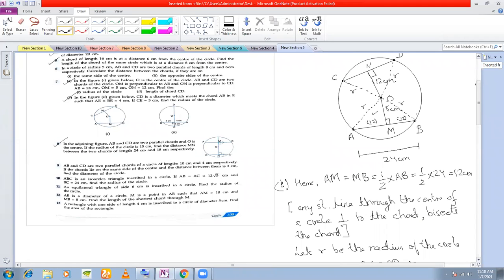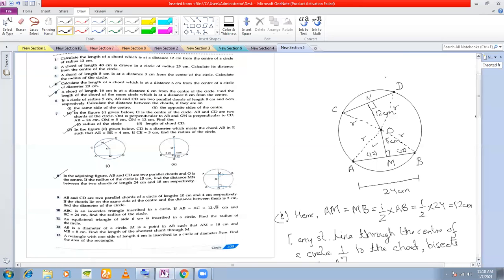The next part of the question says find the length of this chord CD. How will you find it? Now what you see here is that this length ON is given to you as 12 centimeters, and you have already found out the radius of this circle. So if you consider this right angle triangle, this becomes your hypotenuse, this the perpendicular, so that you can find out the base. Once you can find out the base, you have found CN, that is this part, and you know that this straight line through the center is perpendicular to this chord. That means this must bisect the chord.